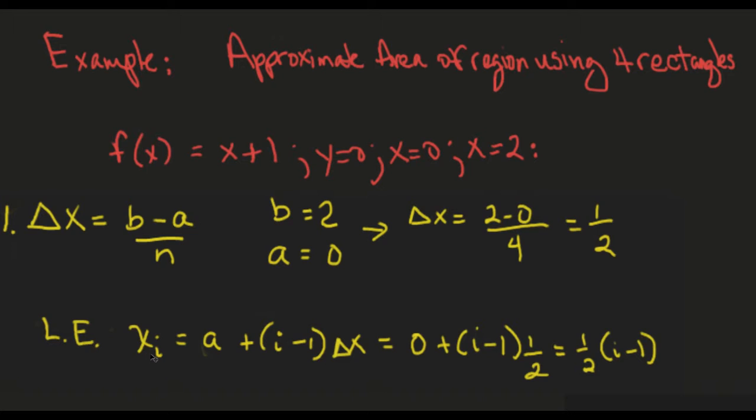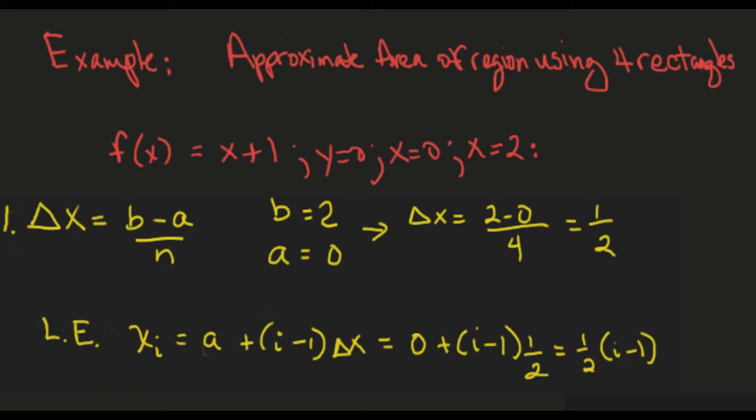The formula is x sub i, which is the x value of the lower endpoint, is equal to a, the smaller of the 2 values of the boundaries of your domain, plus i minus 1 times delta x, where i is the number of the rectangle. Plug in delta x, you get that for your x sub i.